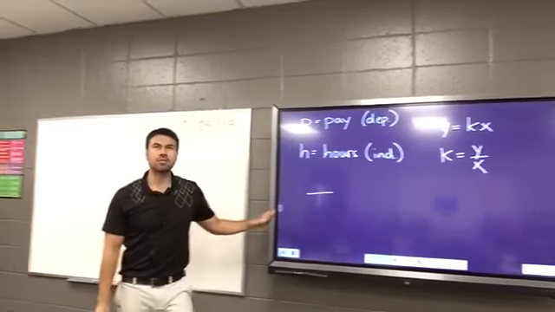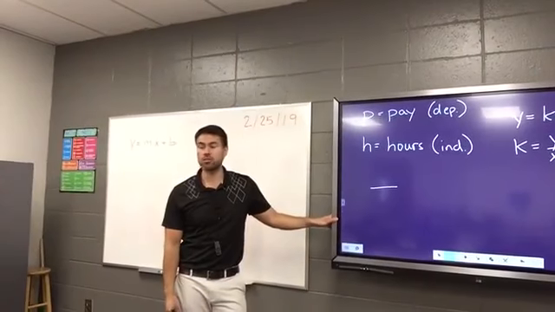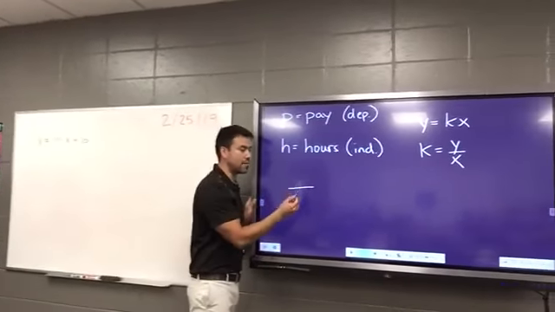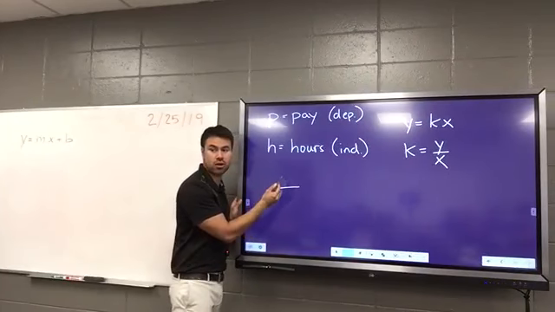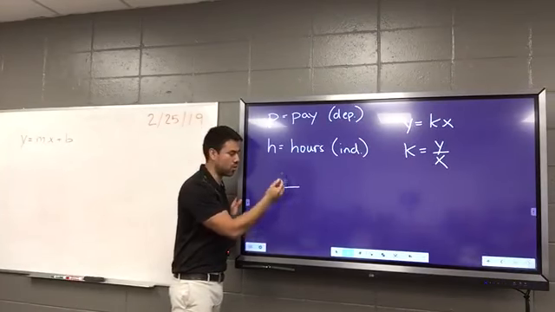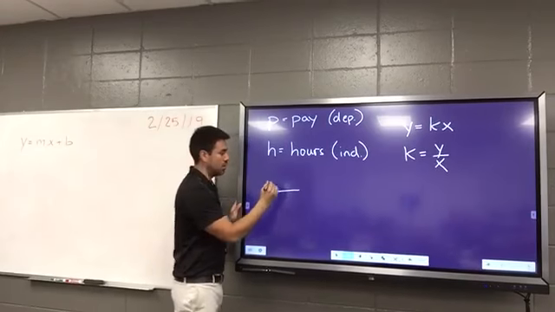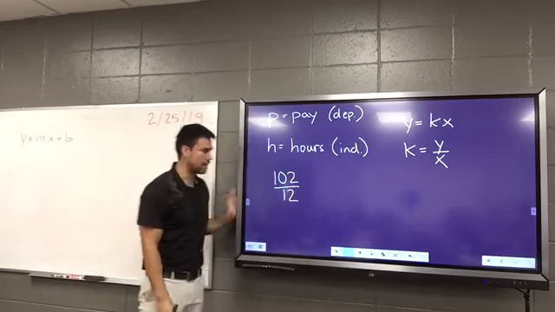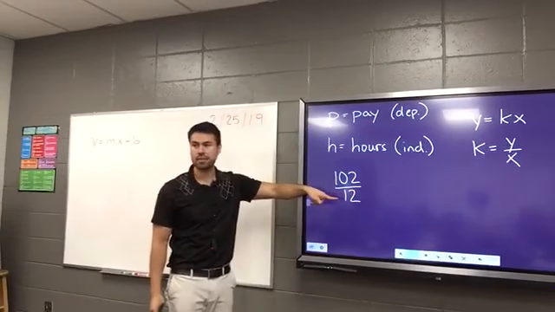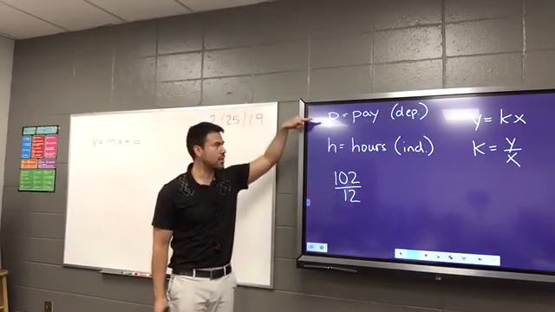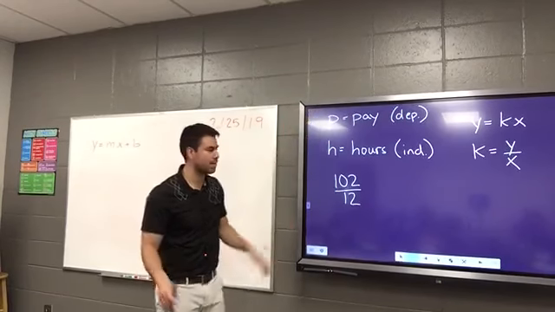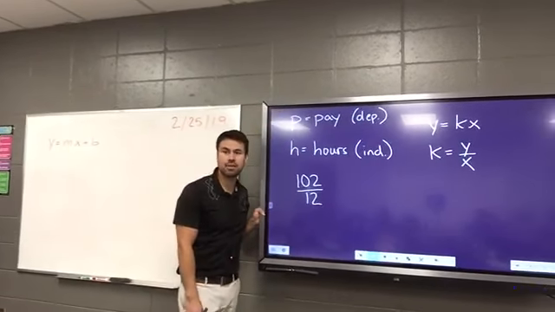How many hours did he work the first time? 12 hours and he made $102. Is that what it says? Okay. Which number out of those two should go up top, the $102 or the 12? What goes up top? What goes below? 102 is his pay and 12 the hours worked. Is that y over x, by the way? It is, but you're like, wait, no, it's P over H. Yep. Dependent over independent. Same idea. Okay, good with that.